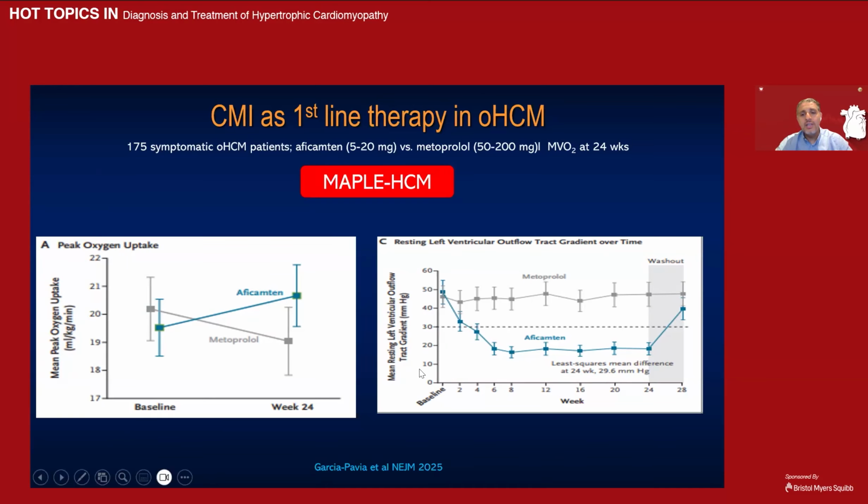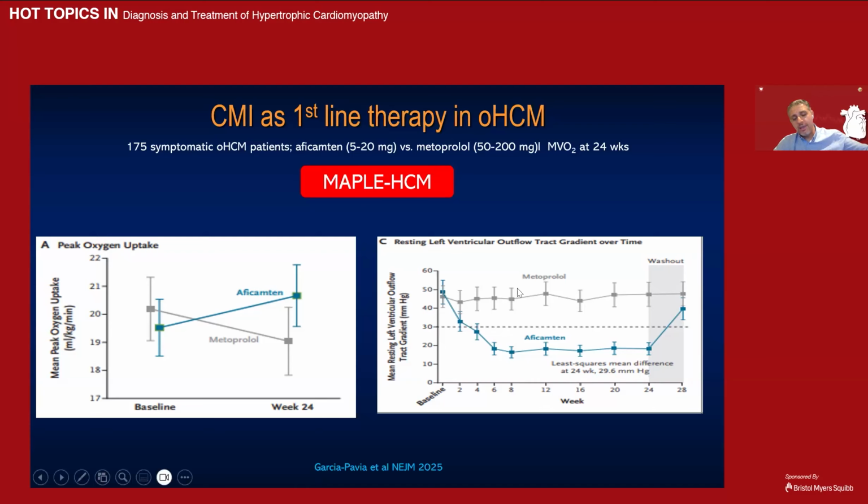and looked at their change in MVO2 at 24 weeks. And lo and behold, there is significant improvement in LVOT gradient with aficamten compared to minimal change in LVOT gradient in patients randomized to metoprolol. And when we look at peak oxygen consumption, there is actually improvement with aficamten, but there is reduction in peak MVO2 with metoprolol. So this really challenges the dogma that beta blockers should be the first line of therapy.